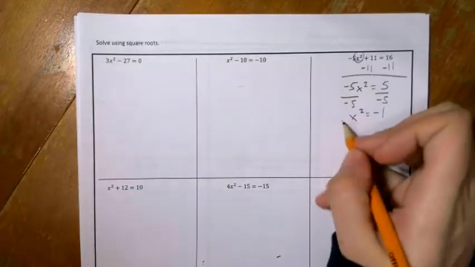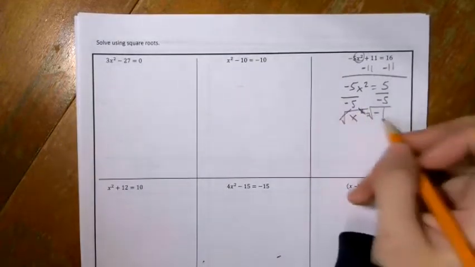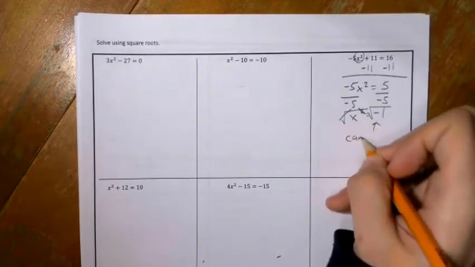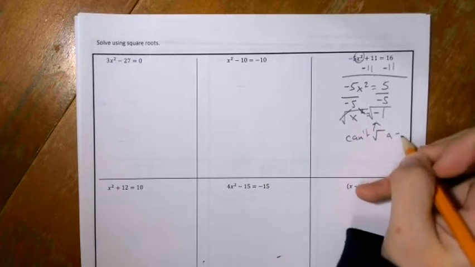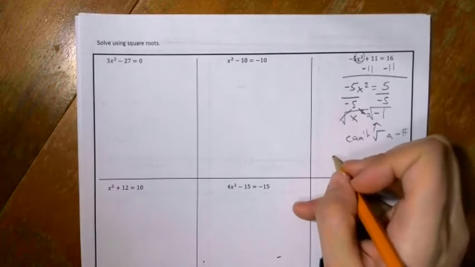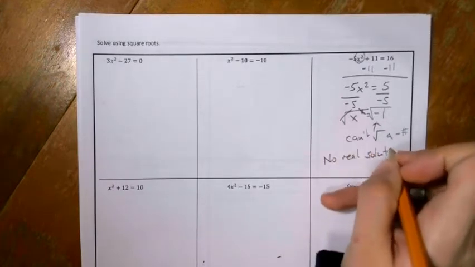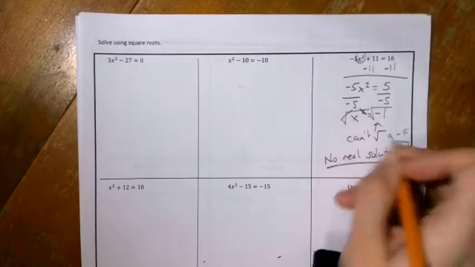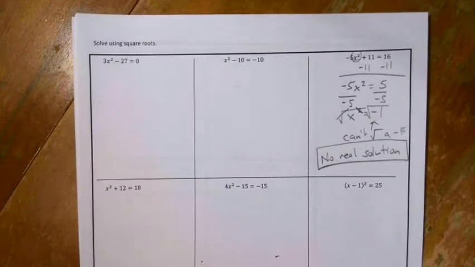Wait a second. If I try square rooting that, the square root and the squared will cancel out, but I can't square root a negative number. So this is no real solution. All right, there are 8 more on this page. Pause the video here, try them out.